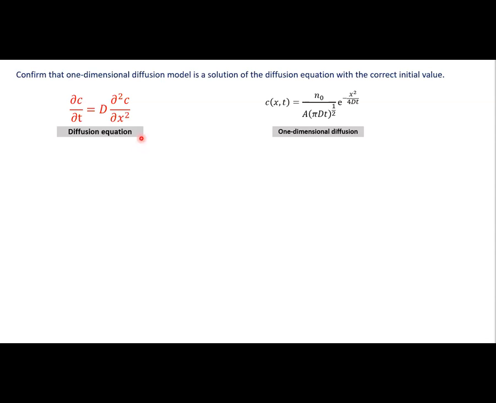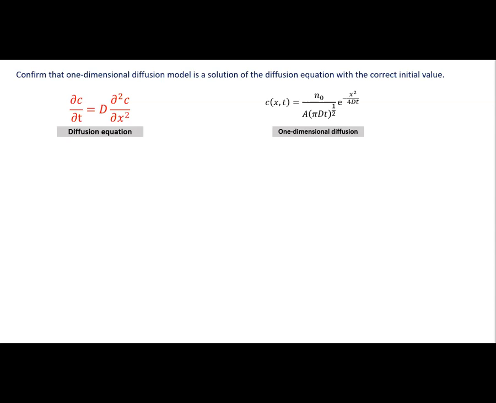Next question. Confirm that the one-dimensional diffusion model is a solution of the diffusion equation with the correct initial value. So the diffusion equation that we have seen from the text is dou c by dou t is equal to D times dou squared c by dou x squared. And this is the one-dimensional diffusion solution. So what we need to do is prove that this indeed is the solution of this equation. It's a bit intense with calculus, but let's solve this together.